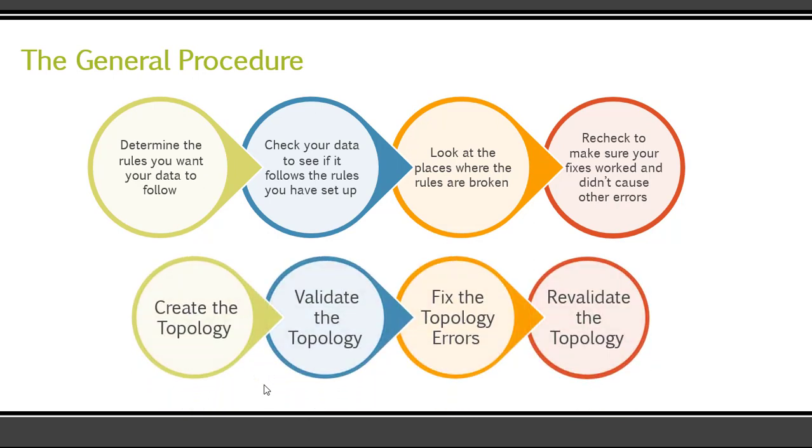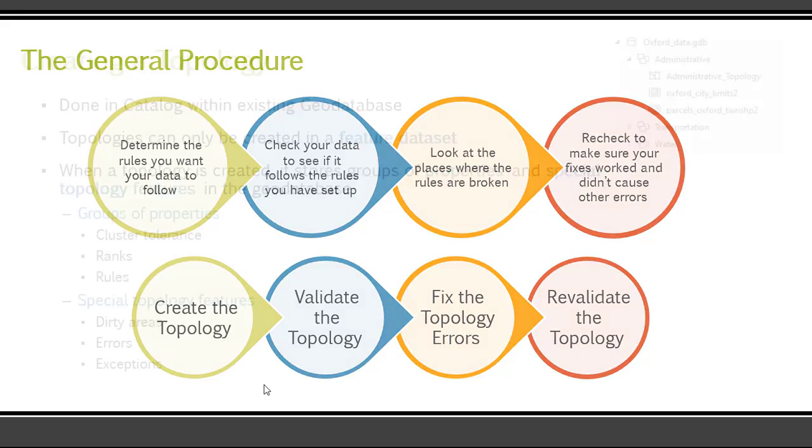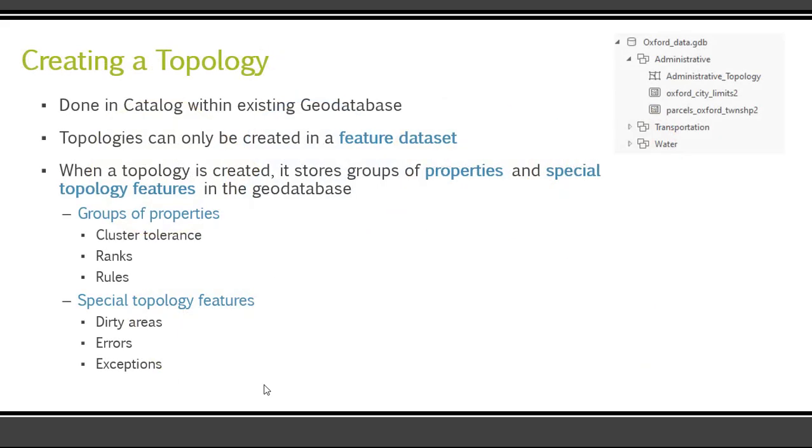Specific to the topology process, this is what this looks like. We create the topology, we validate the topology. Validating is what's going to look at those rules and apply those rules to our data and see if they follow the rules. Once we get the results from our validation, maybe we're going to need to fix some of our topology errors, and we're going to talk about how you do that. And then once you do those fixes, you've changed the data, so you need to cycle back and revalidate your topology. So this is the general workflow that we work through when we are working with topology in the Esri software. So let's talk about how we do each of these things.